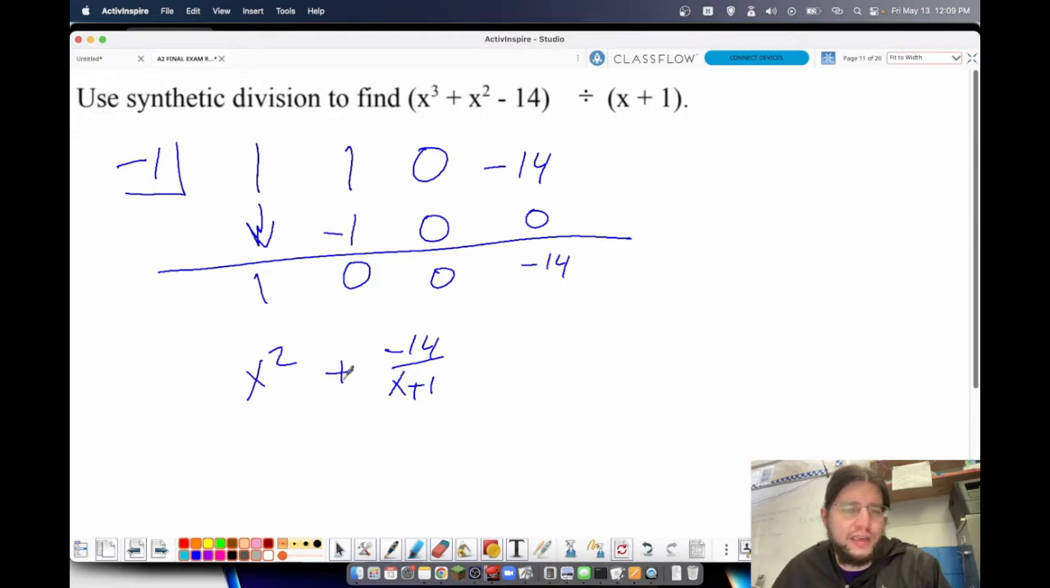It would be perfectly fine if you wrote a minus 14 over x plus 1 here. That would be fine too. I'll take either way.